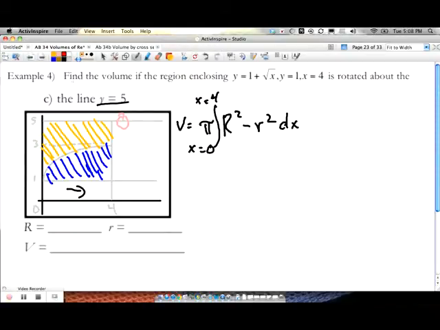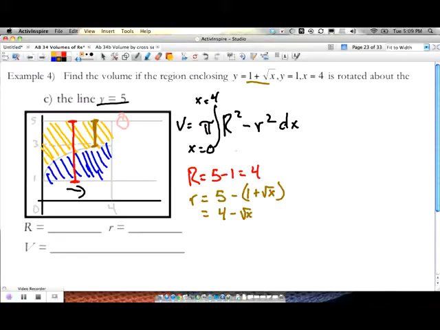I need to define what big R and little r come out to be. We have big R goes from the outer edge of the boundary here all the way to the axis of rotation, which is 5 minus 1, or just 4. Little r is on the inside edge to the axis of rotation. So it's going to be 5 minus that function, 1 plus square root x. If I were to simplify that, it'd be 4 minus square root of x. So those are my two radius expressions that we need.